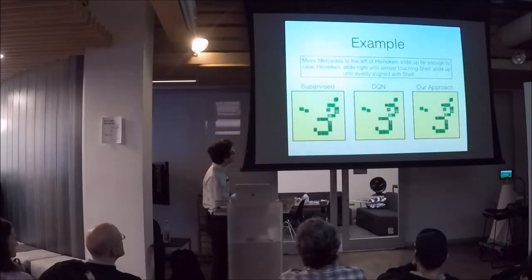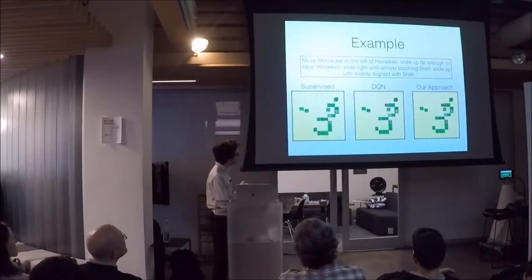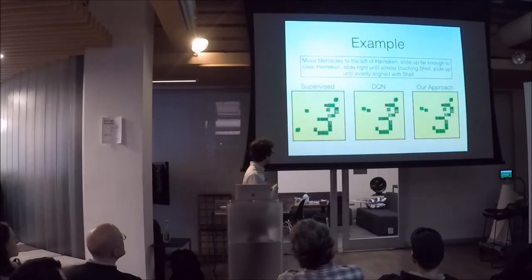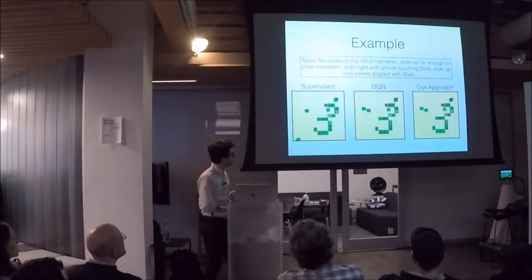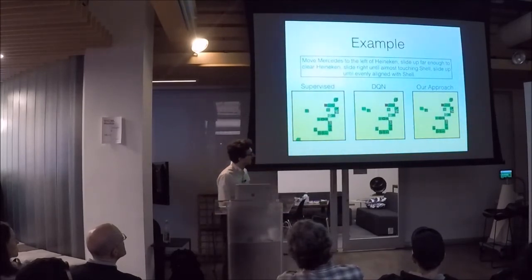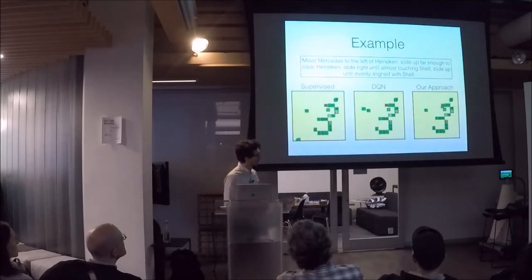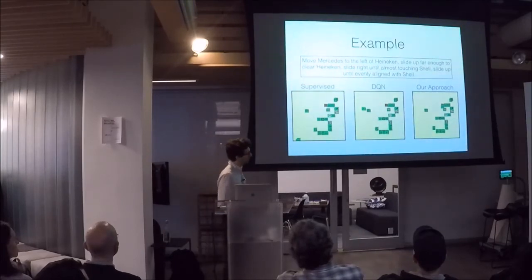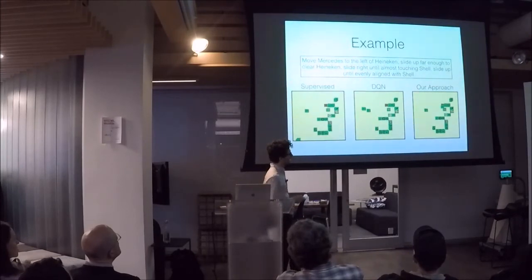Another example, so here we have to take this Mercedes block and move it to the marker here. We have to follow this instruction. The supervised approach is doing very badly in this case, just going in the other direction for some reason. DQN just gives up and doesn't do anything. And our approach, again, performs relatively well in this scenario. Now, I'm going to start from a minor failure, and I'm going to slowly escalate to worse and worse scenarios.